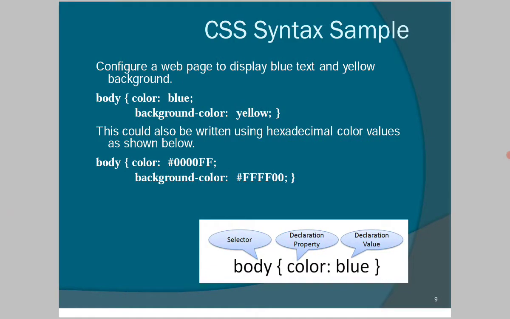So in this slide we explain some pages, taking some examples. Configure a web page to display blue text and yellow background. So what is the example? Body bracket open color: blue; semicolon background-color: yellow. This sets the text color as blue and the background color as yellow. This could also be written using hexadecimal color values. So instead of color names, we may also use color codes. Body bracket open color: #0000FF, like that.